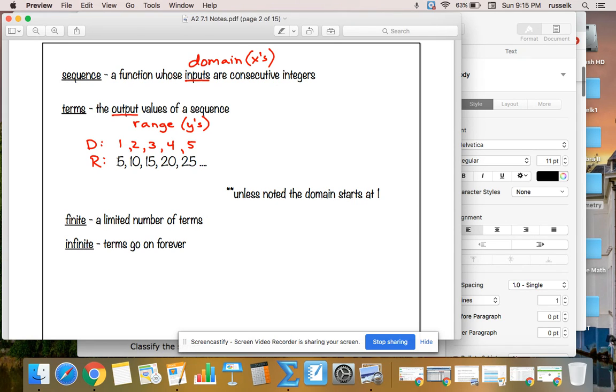So like here would be our sequence of 5, 10, 15, 20, 25. We know that what we plugged in was 1, 2, 3, 4, 5. Unless they tell you otherwise, always assume that you start by plugging in 1.